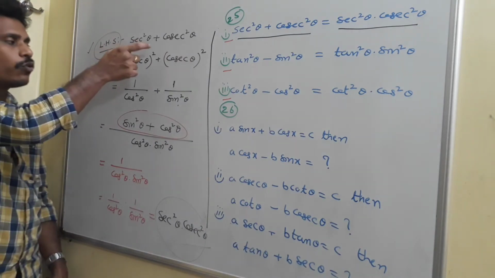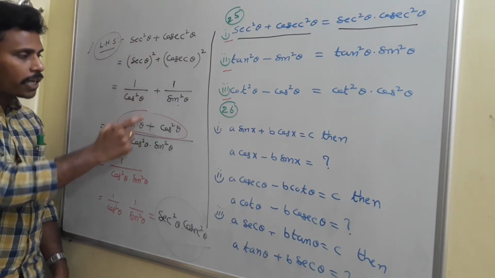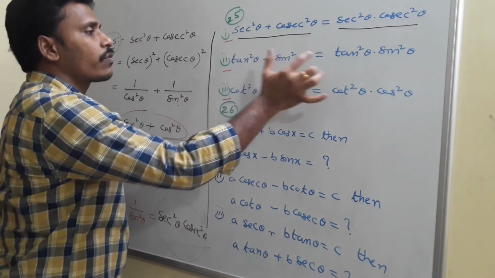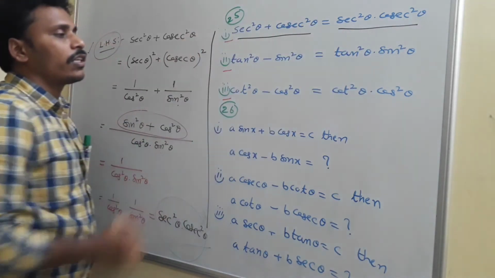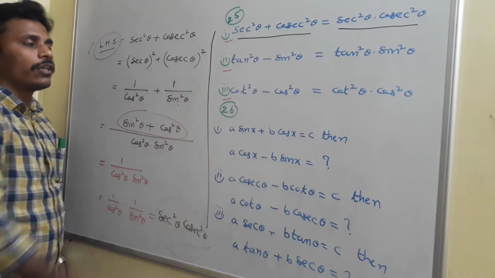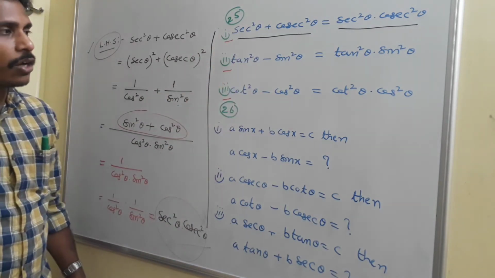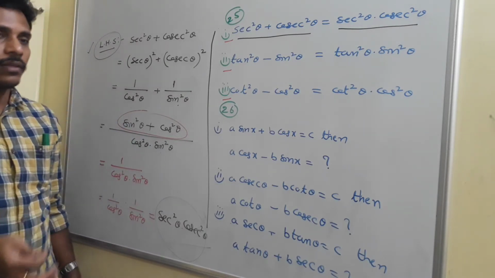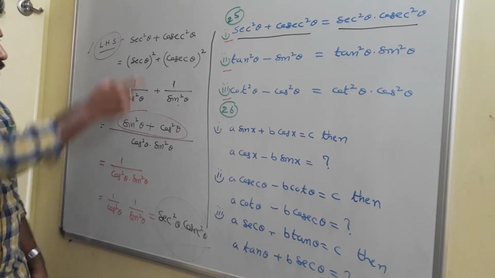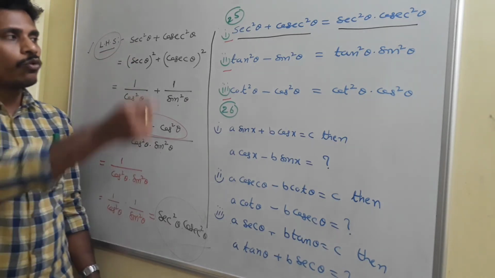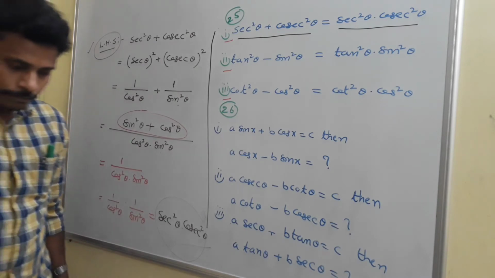Have a look at this. If you observe this, in a similar fashion you have a chance to solve this: tan square theta minus sin square theta is equal to tan square theta into sin square theta. And very similar to this, we have the third one: cot square theta minus cos square theta is equal to cot square theta into cos square theta. Have a look at this first, 25(1), and then you just try to prove 25(2), right?